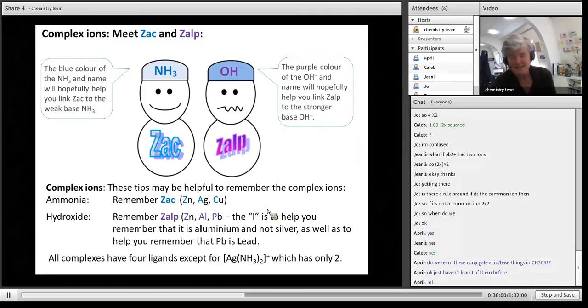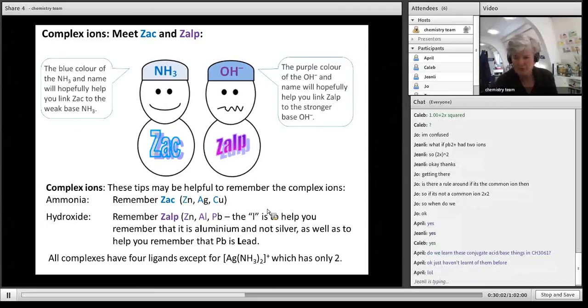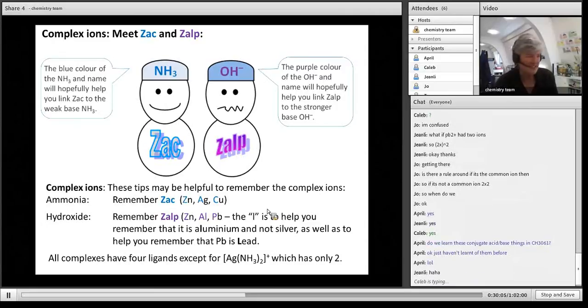ZAC and ZELP. I must admit, I do know a few Zacs. I don't know any Zelps, but if you ever have a child, you can call it ZELP if you like.